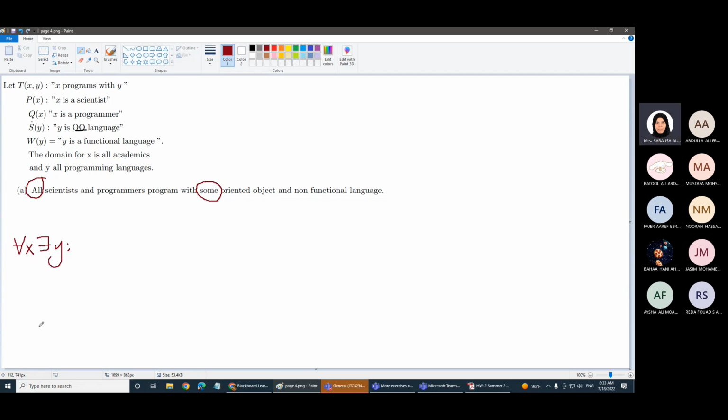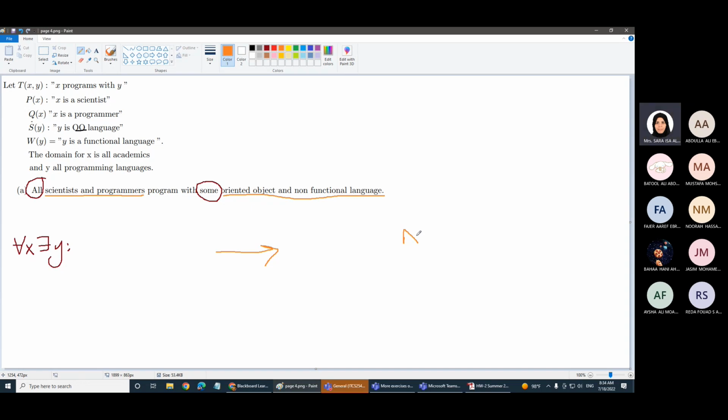Once I determine the quantifier, I know that the adjectives related to all should be on the premise side, and the adjectives of Y should be here in the conclusion. This is the overall style of the question.